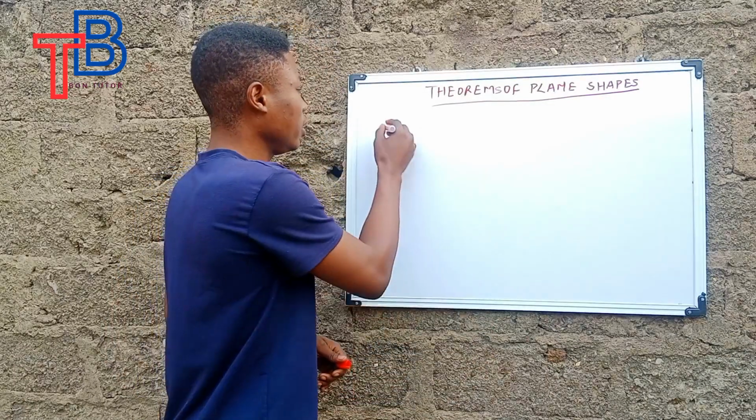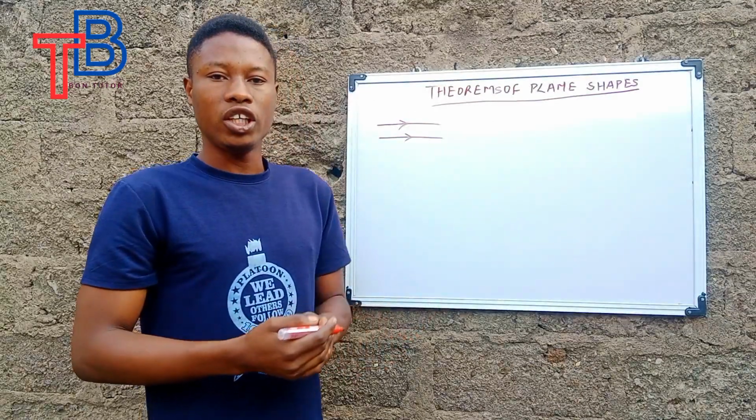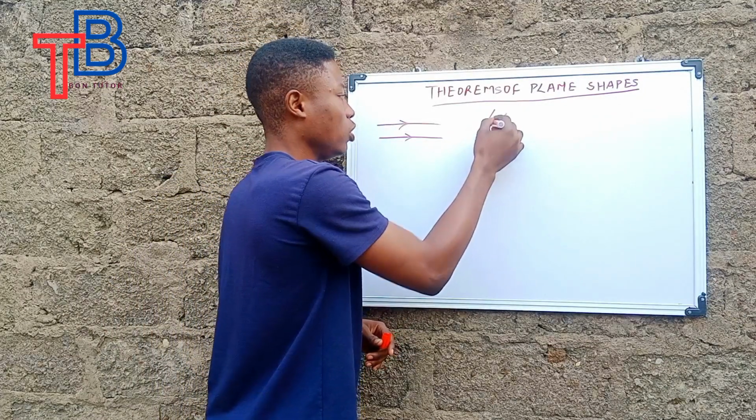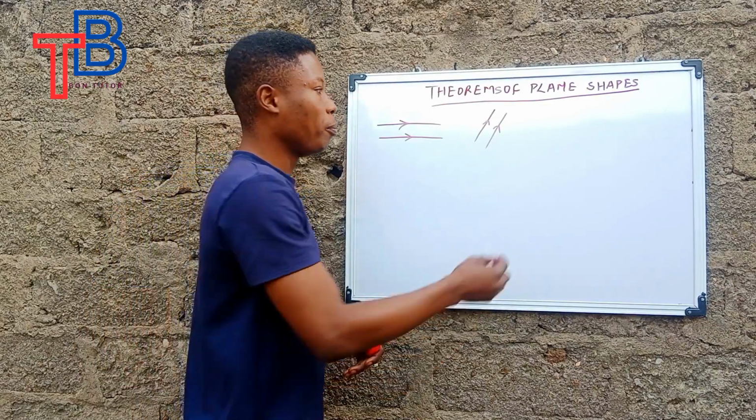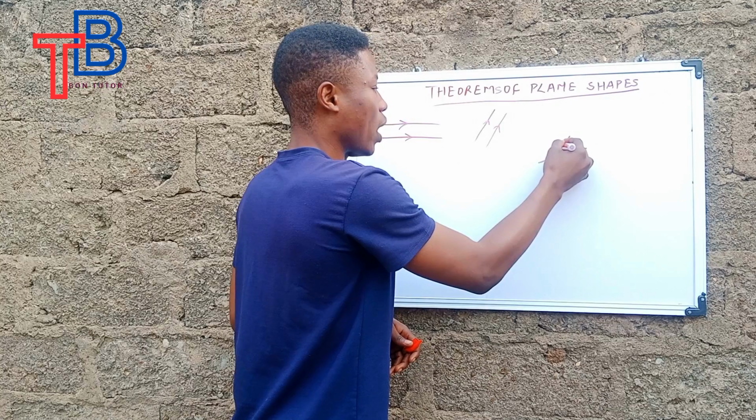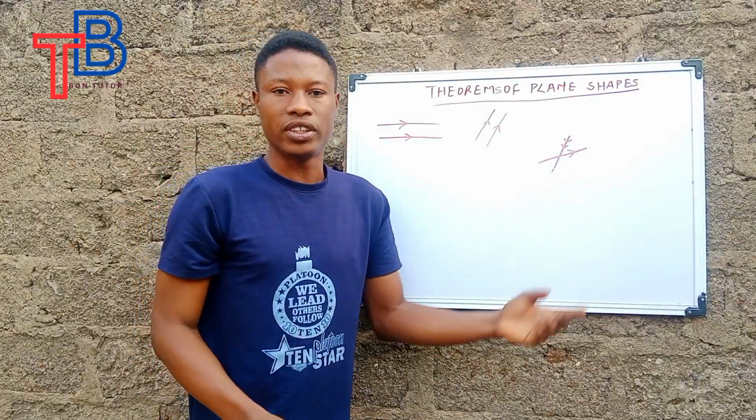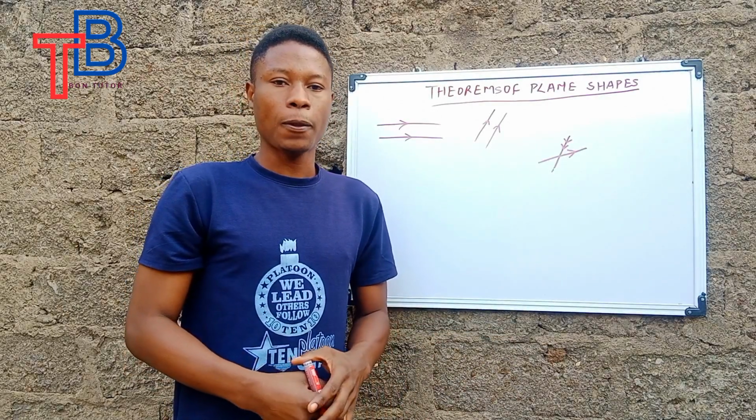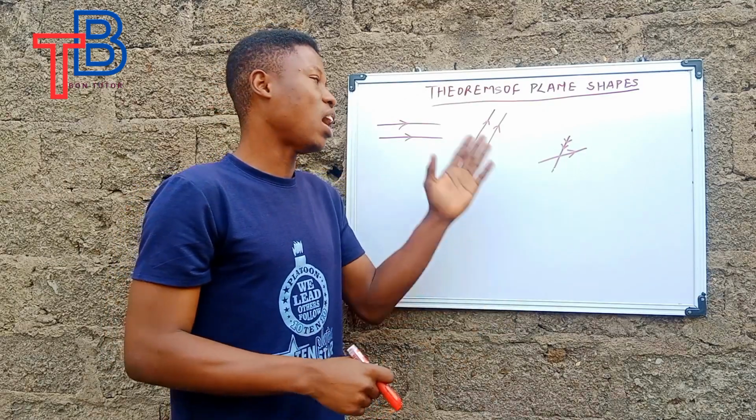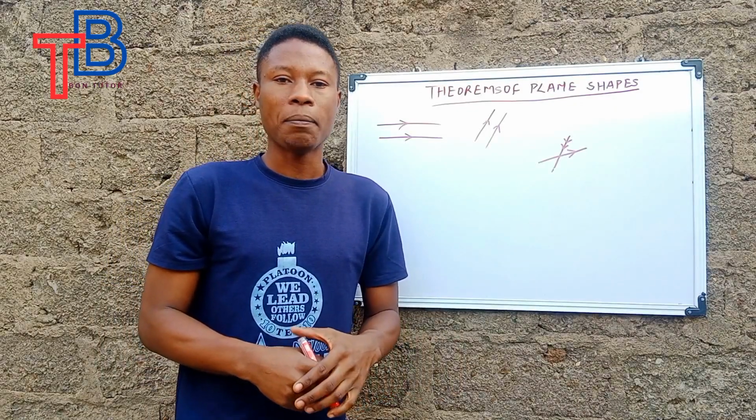So we can say these lines like this are parallel to each other. Also, we can say these lines are parallel to each other. But you cannot say these are parallel lines. Why? Because the two lines meet at a point. And these two lines you are seeing here, they do not have the same distance between them all through. So we cannot call this a parallel line.